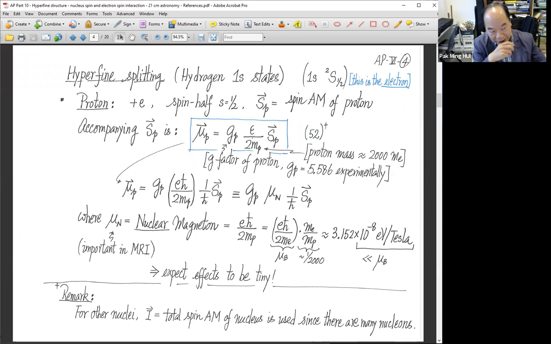and then we have this magnetic dipole moment. That can be measured, and the value is known. We just talked about how tiny the effect would be for nuclear spin splitting, because the nuclear magneton is 3 orders of magnitude smaller than the Bohr magneton of an electron.